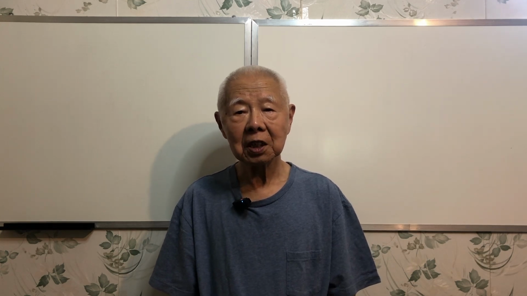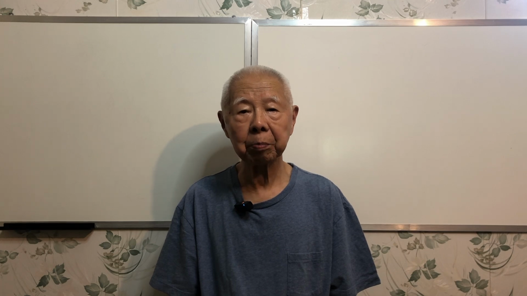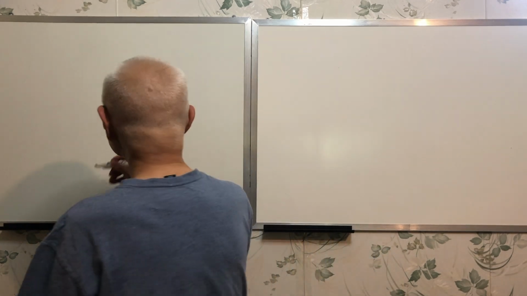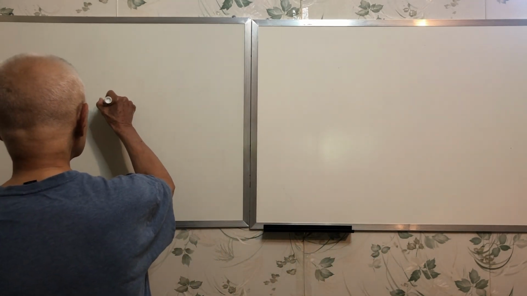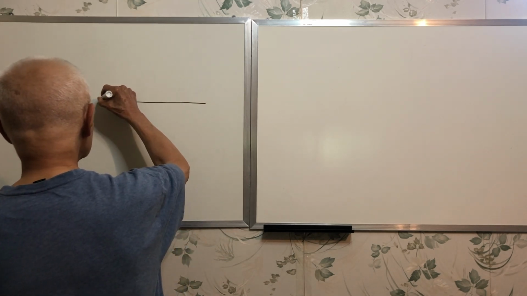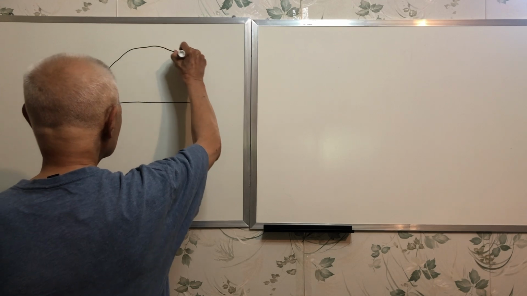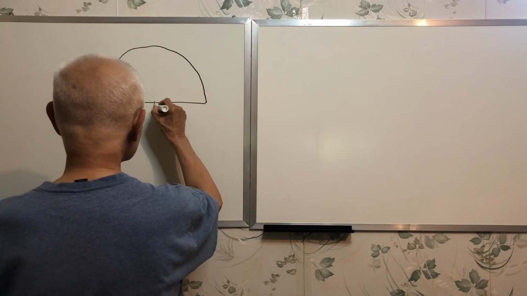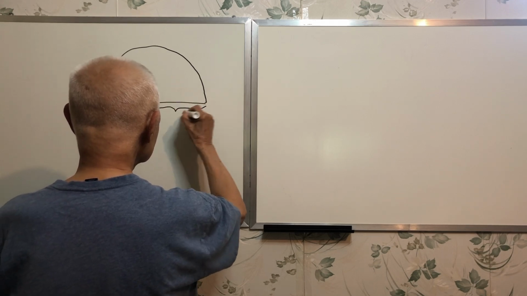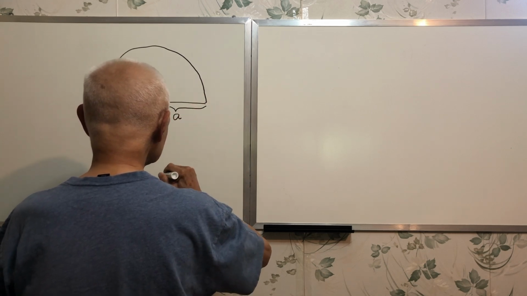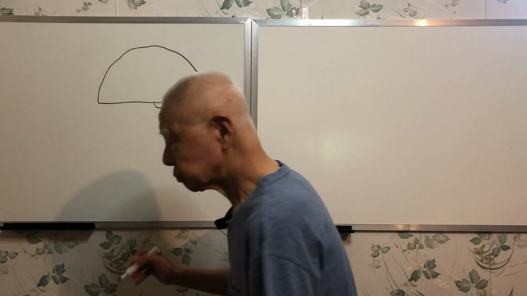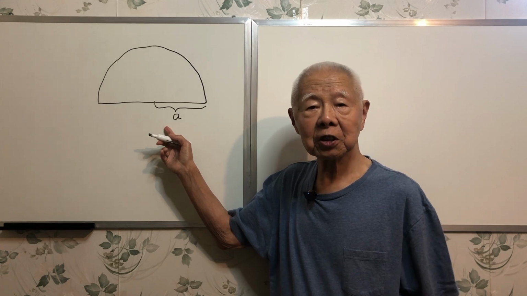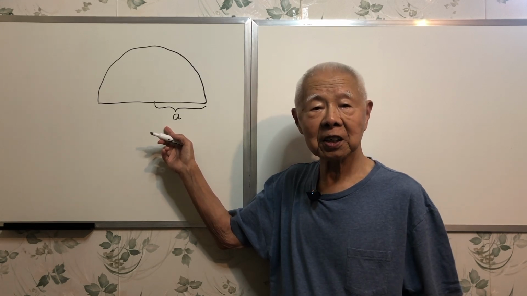Today's lesson is about maximum minimum problem. I have a semicircle. This is a semicircle. The radius is A. A is a given number.